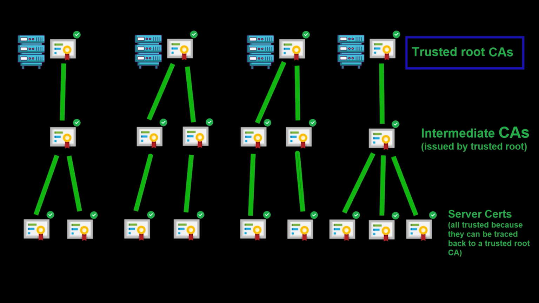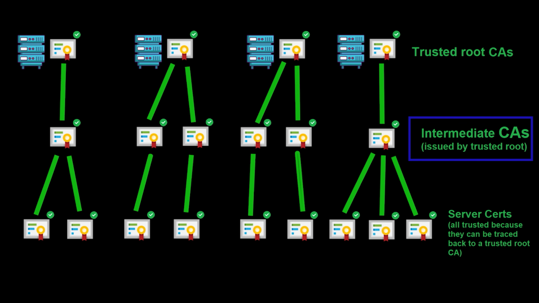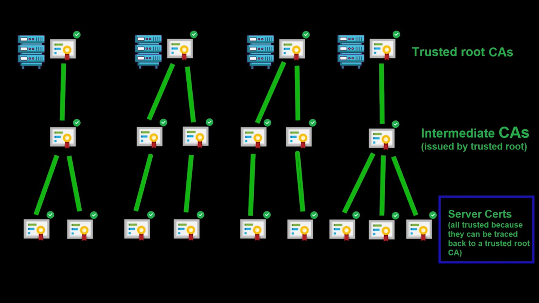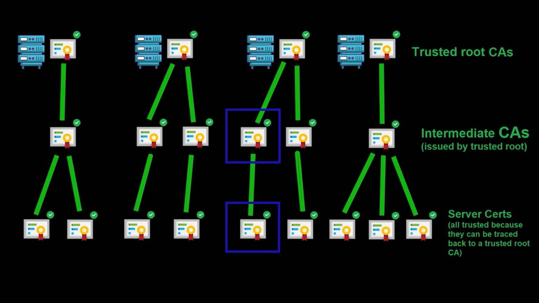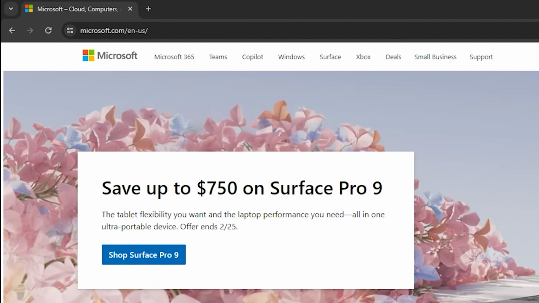Now, because we trust the root CAs, we also trust any CA that they issue a certificate to, or server certs that these CAs issue. So we trust any cert issued by any CA as long as it can be traced back to a trusted root CA. I think this will make a little bit more sense when we dig a little bit deeper into certificates. So now let me show you how I exported these certificates earlier.